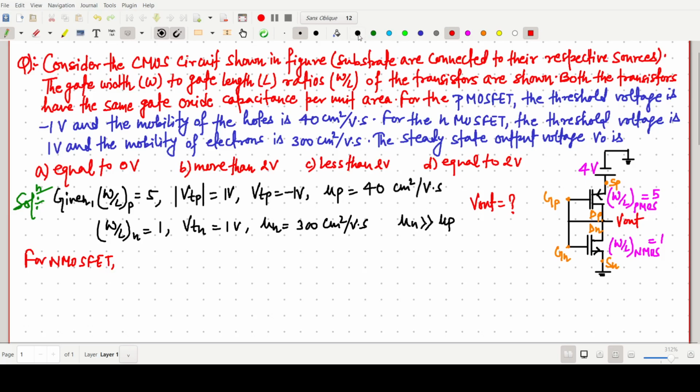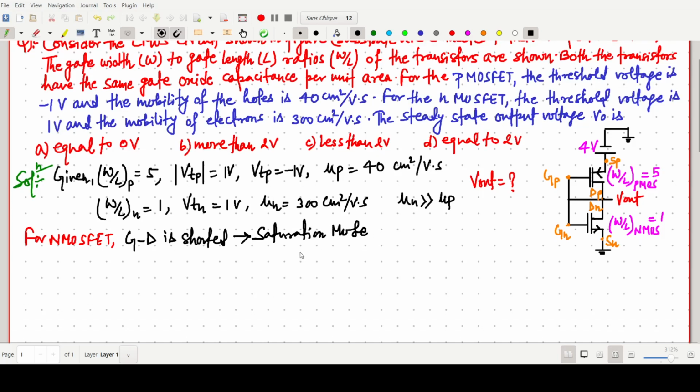To identify this, here the gate and drain are shorted. When gate and drain are shorted, it is in the saturation mode. We can easily identify this concept of saturation mode if we know the characteristics of the NMOS. I am just giving some simple theory.